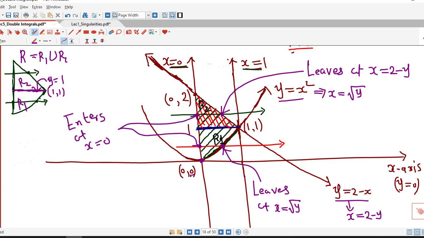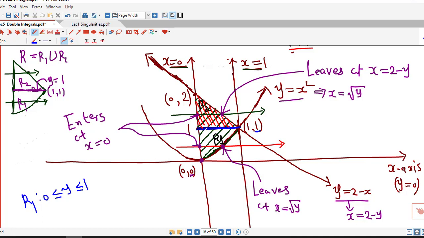Now for region R1, this origin is the lowermost point. So at this point the value of y is 0, and all these points are uppermost points for the region R1, and all these points are on the line y equal to 1. So in region R1, y runs from 0 to 1 and x is from 0 to x equal to square root of y.